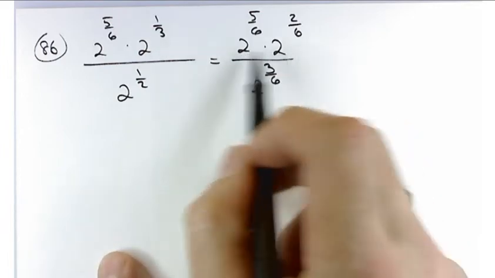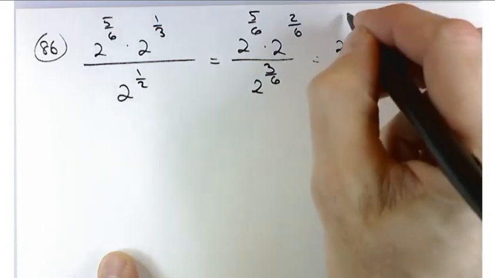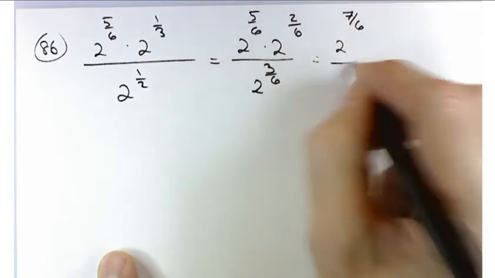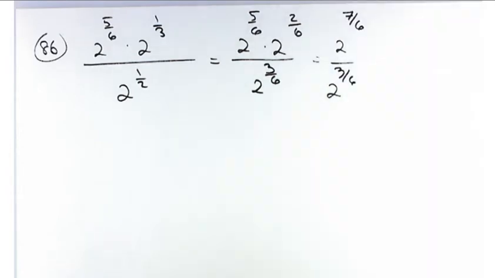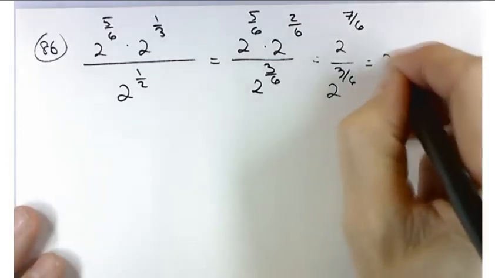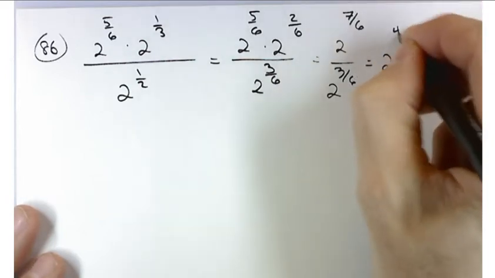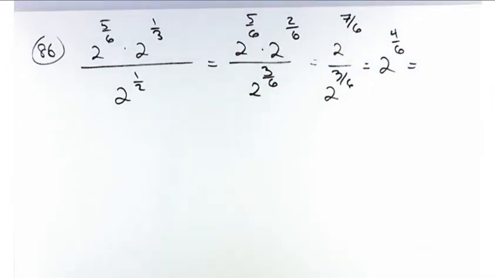I would suggest that we multiply these together by adding the exponents first. So in the numerator, I'll get 2 to what power? 7/6 over 2 to the 3/6. So I added exponents to get the term in the numerator. Now that I'm dividing, I've got to subtract the exponents. 7/6 minus 3/6 gives me 2 to the 4/6. I would ask that you simplify that, put it in the lowest terms. Instead of 4/6, I should write 2/3.